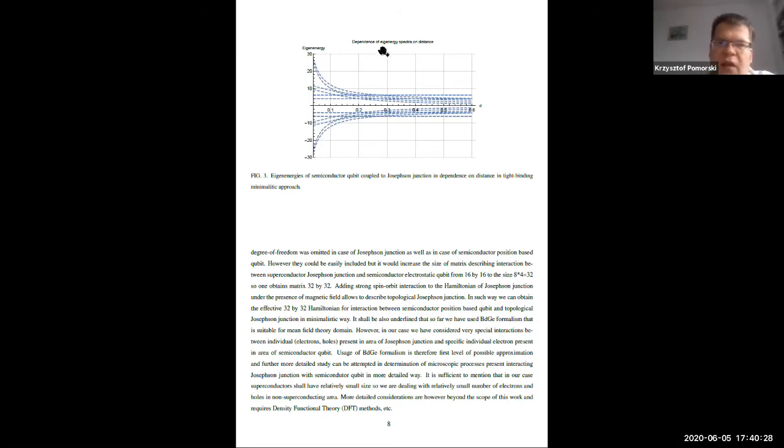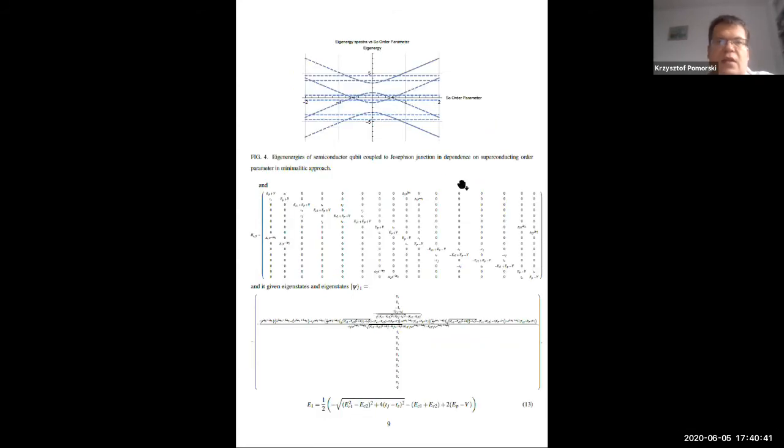Okay, so the dependence of the eigenenergy spectra on distance already indicates some possible quantum phase transition in the system under discussion. All right, so next, we are playing with the superconducting order parameter. We set a fixed distance between the semiconductor qubit and the Josephson junction, and then what we are doing is changing the strength of the superconducting order parameter.